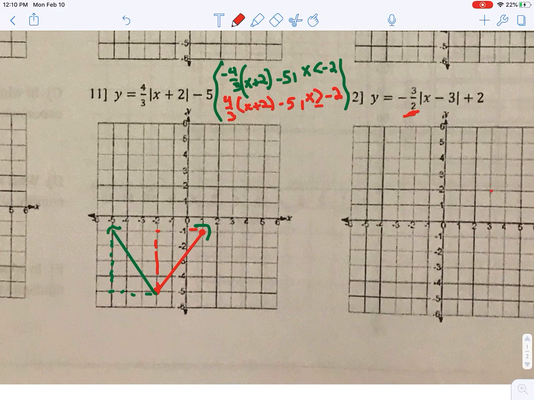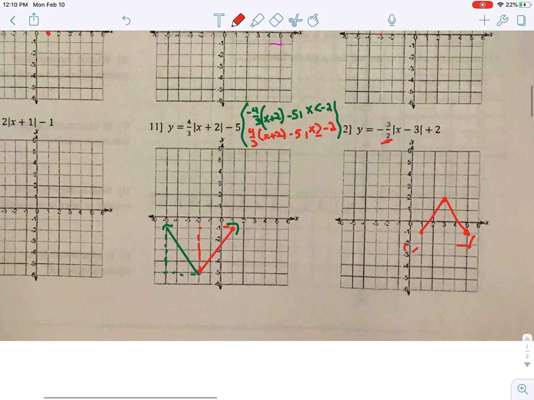So you do the same thing with this, but your a value from that center point, which is right 3 up 2, from there you're going to do down 3/2, and then you're going to write the left side and the right side, okay?